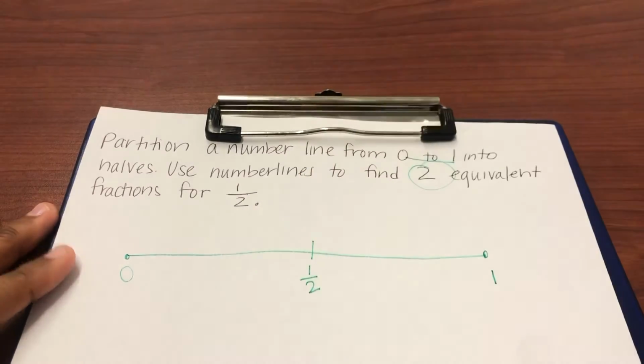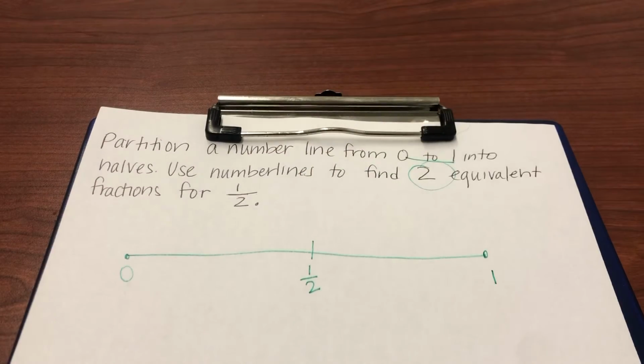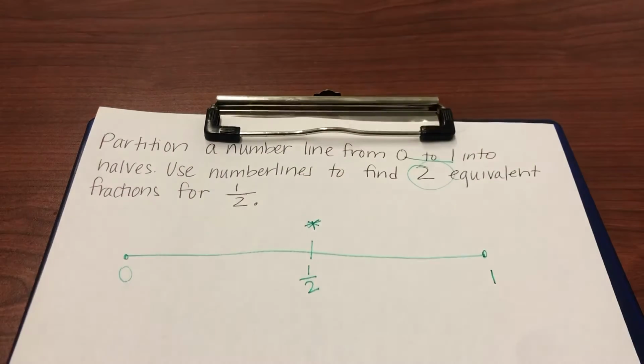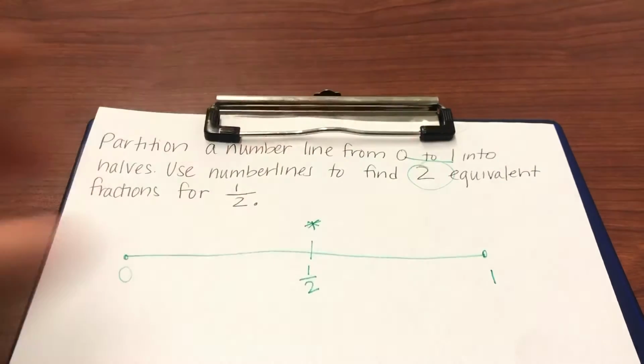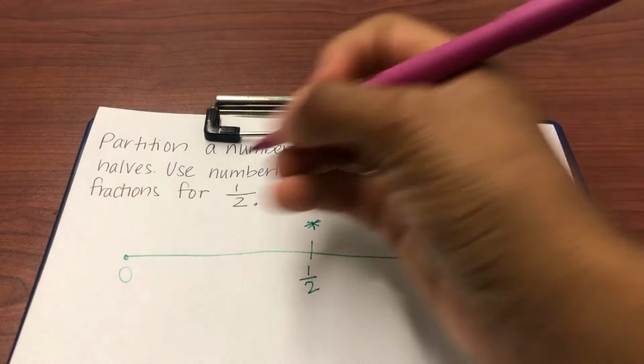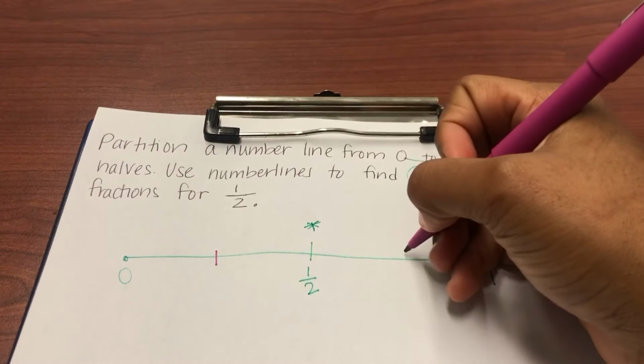1/2. Okay, the first thing I have to think about is, where's my original fraction located on the number line? Okay, here's 1/2, right there. Then I have to think about, how can I partition the intervals, which is each part, to create more smaller intervals? Well, the first thing I could try is to partition each interval into half. Let me try that.